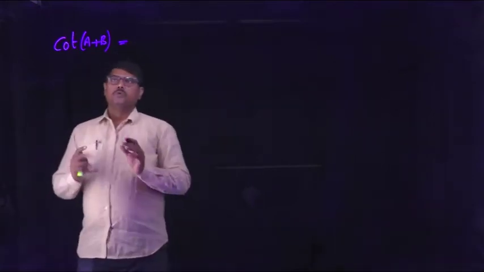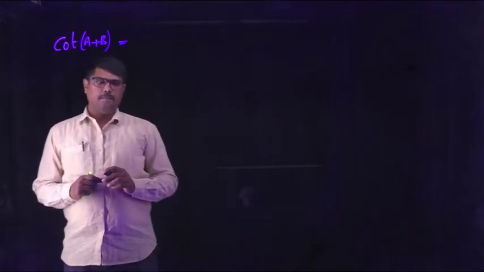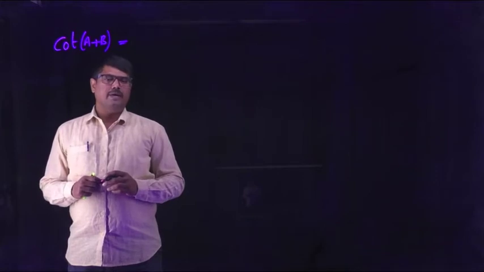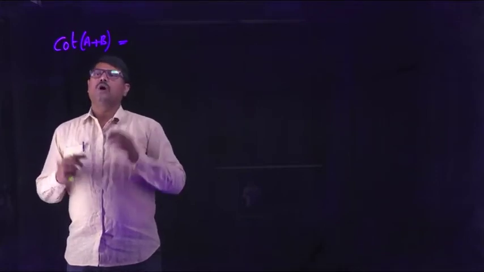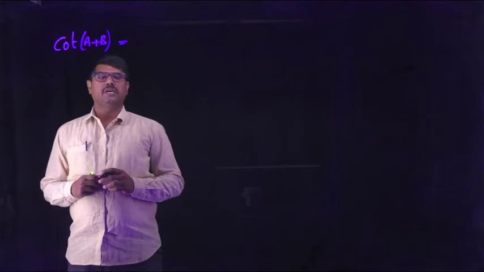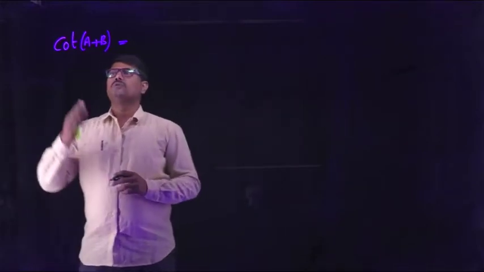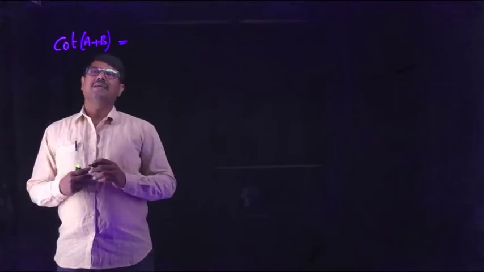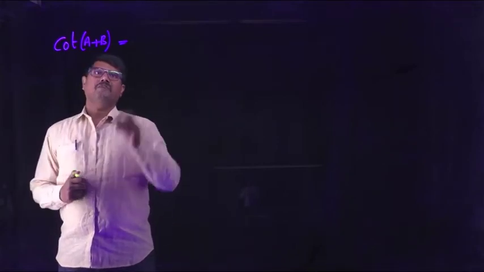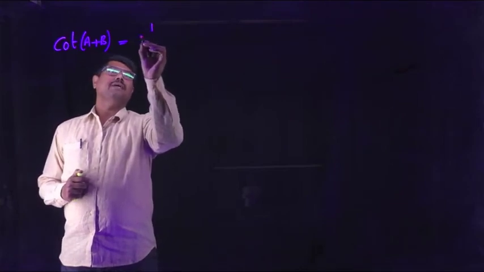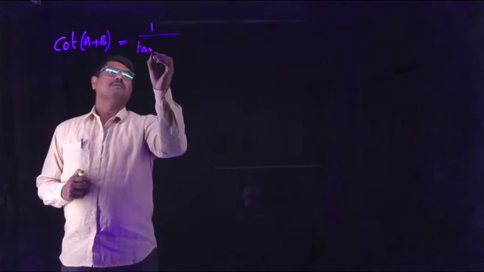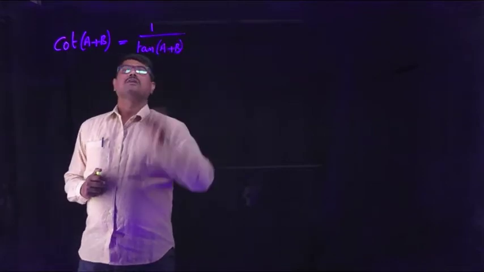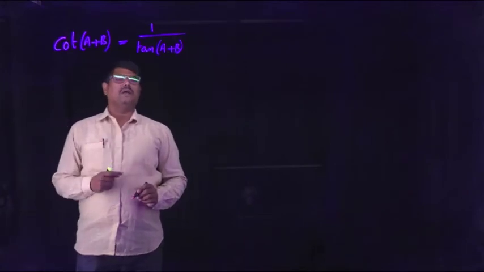Actually, we know the value of tan of A plus B. Already we proved that one. Tan of A plus B is tan A plus tan B by 1 minus tan A tan B. Now how will we obtain the formula for cot A plus B? As we know, the value of cot is 1 by tan. So write cot of A plus B as 1 by tan of A plus B.